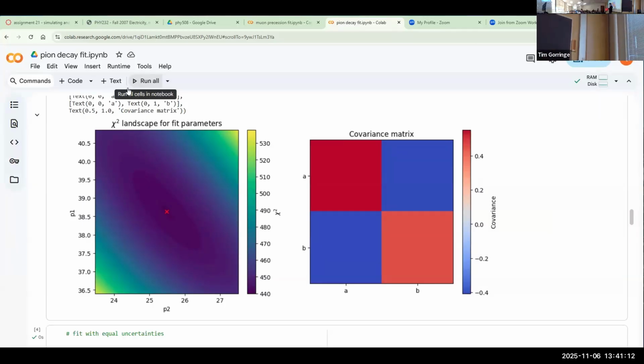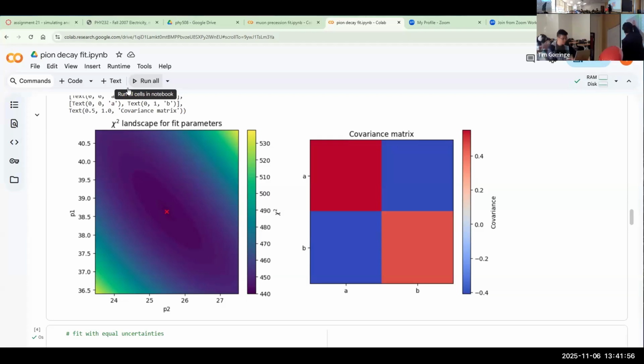In the third cell, I now know my best fit values for the two parameters in my fit, the normalization parameter and the lifetime parameter. This cross point here marks the value of those two parameters. The best fit normalization was about 39, just below. And remember, the lifetime was about 25.5 nanoseconds. So that's this point here. This is the result of curve_fit.